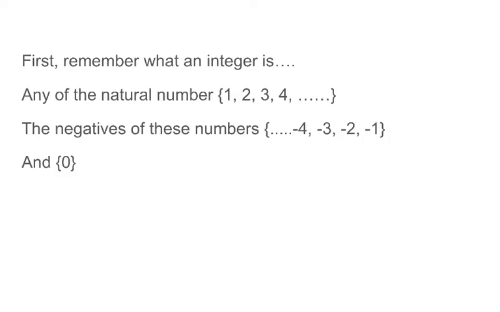First, we want to remember what an integer is. It's any of the natural numbers, which are the ones you learned to count by: 1, 2, 3, 4. The negatives of these numbers, such as -4, -3, -2, -1, and then 0. Put all that together and you have all of the integers.